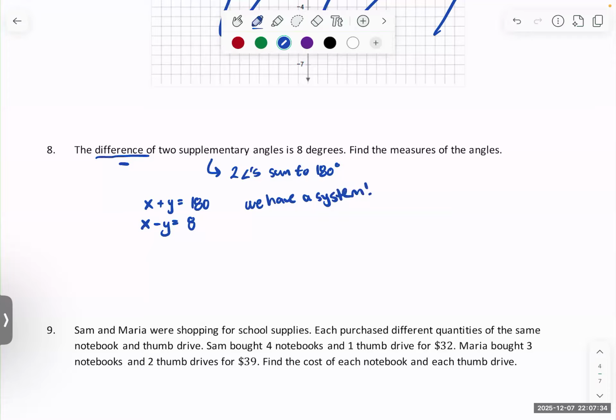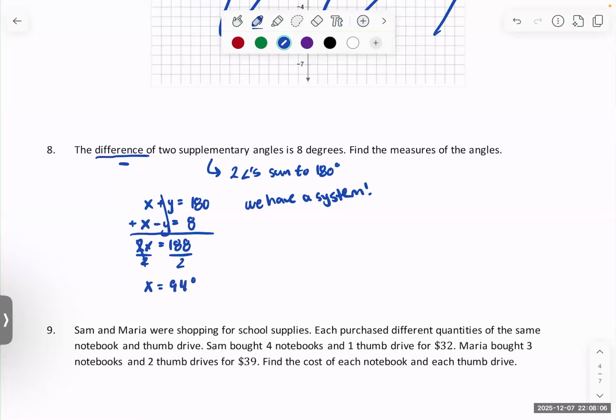So we need to solve the system. And in this case, I'm just going to do elimination because what I notice is that when I add these two equations to each other, I have 2x, these cancel, equals 188 degrees. And now divide both sides by 2, and I get x equals 94. Yeah, that's 94.